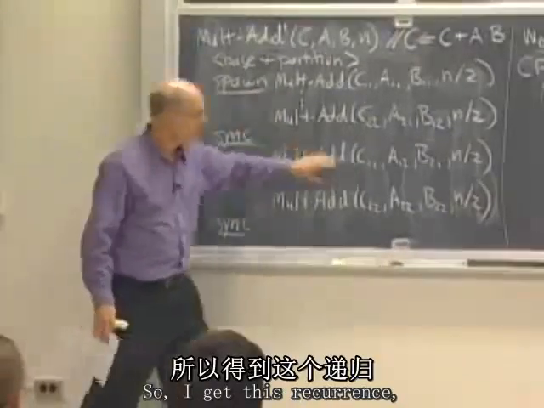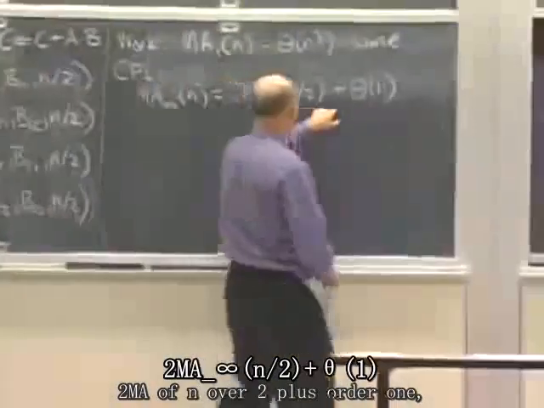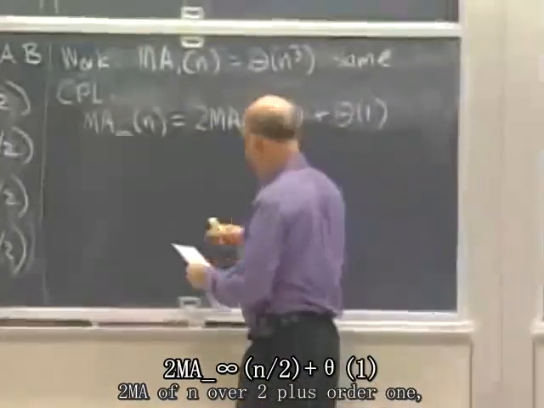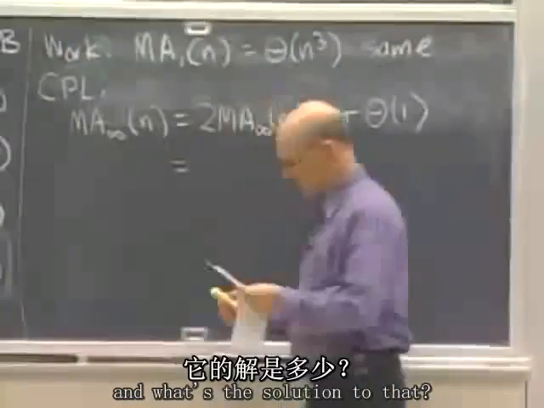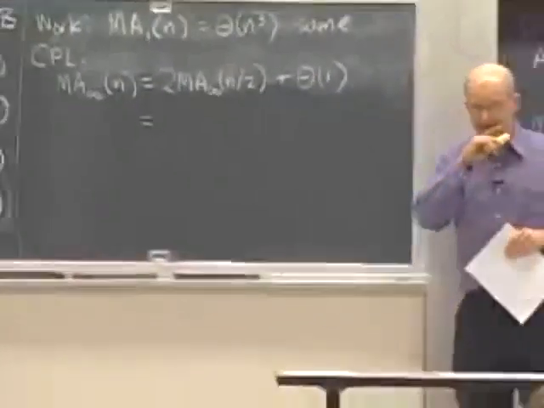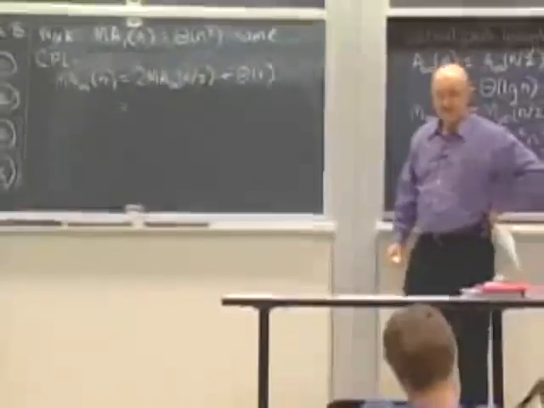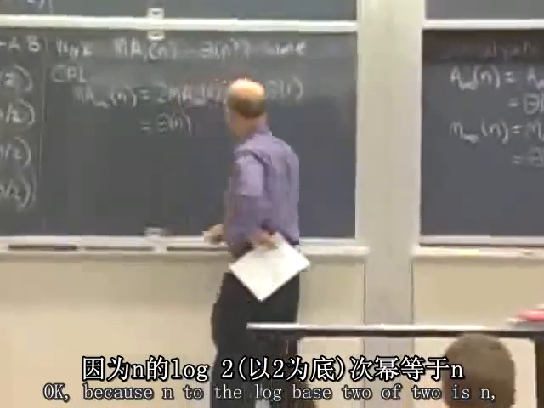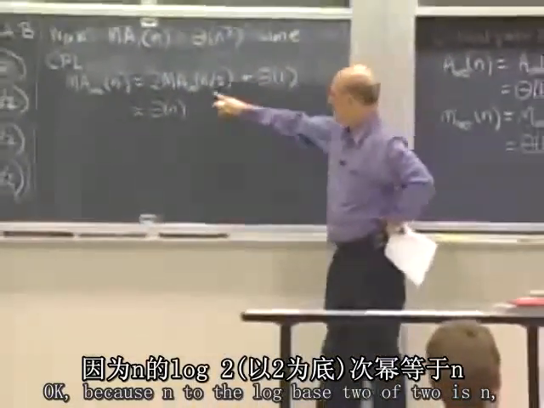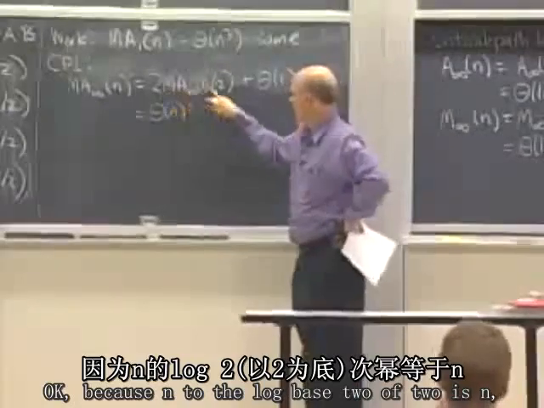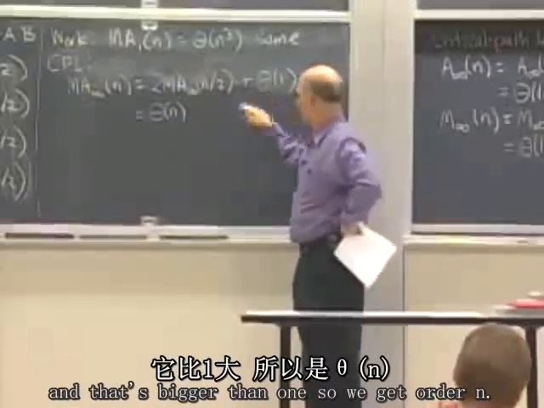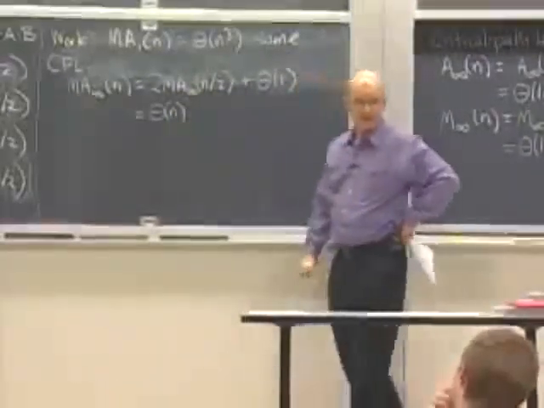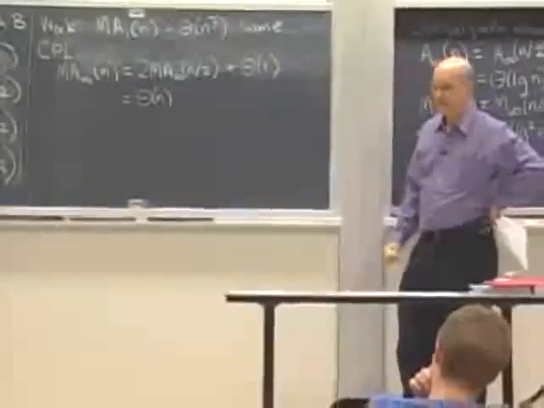So I get this recurrence, 2 M A infinity of n over 2 plus order 1, and what's the solution of that? Yeah, that's order n. Okay? Because n to the log base 2 of 2 is n, and that's bigger than 1, so we get order n.